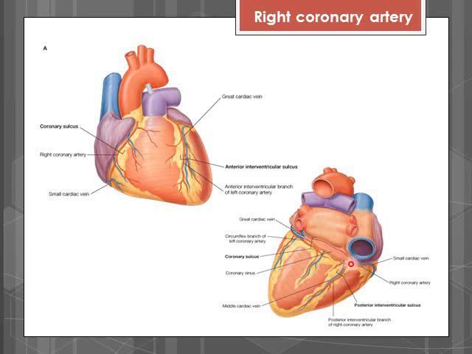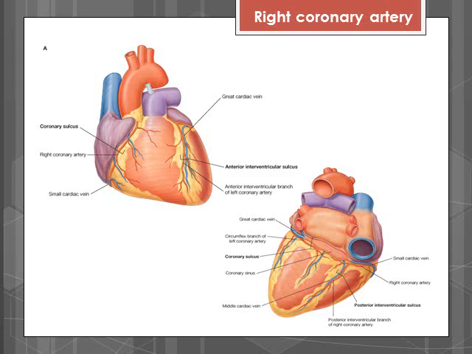Along the course of the right coronary, in the posterior part of the coronary groove, it gives a large branch called the posterior interventricular artery. The posterior interventricular artery passes in the posterior interventricular groove. It is also named the posterior descending artery. It gives the branch called the atrioventricular nodal branch that supplies the AV node, one of the conducting system of the heart.